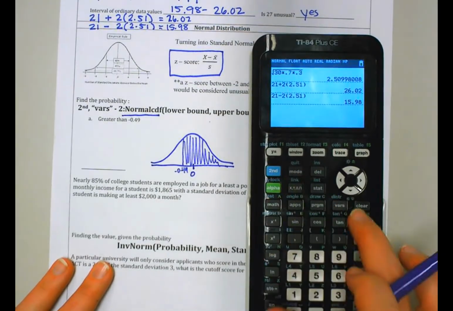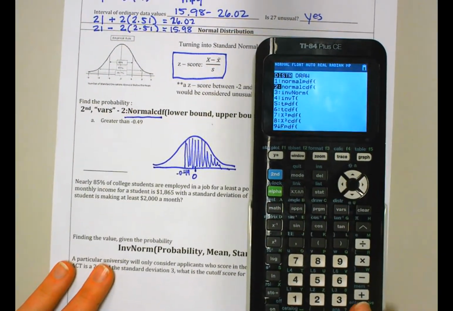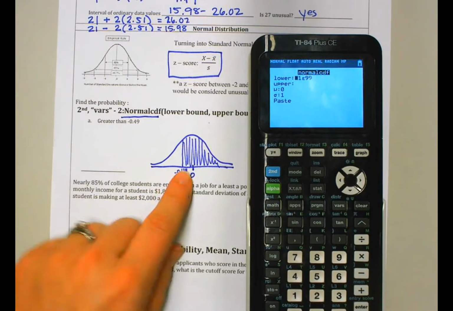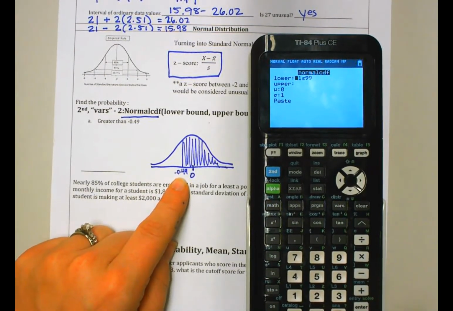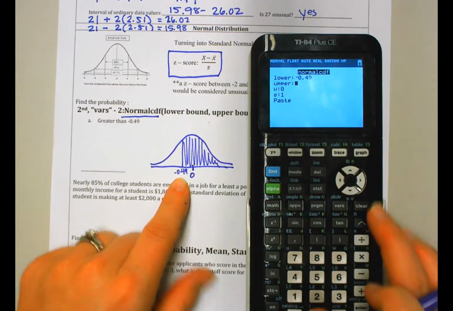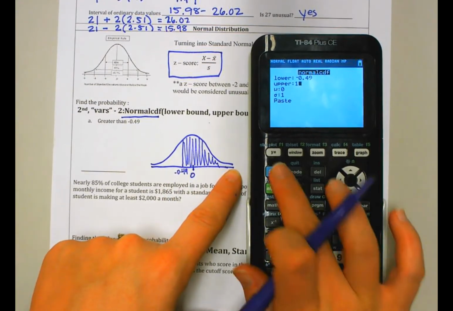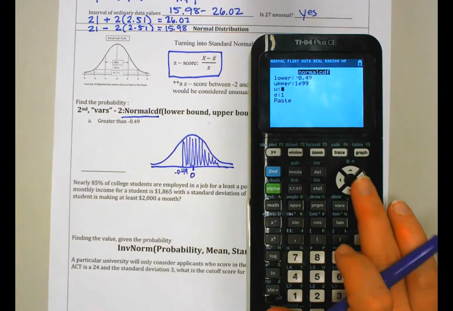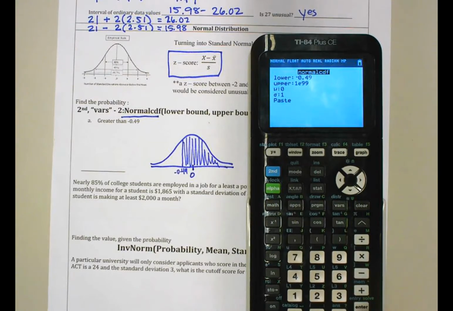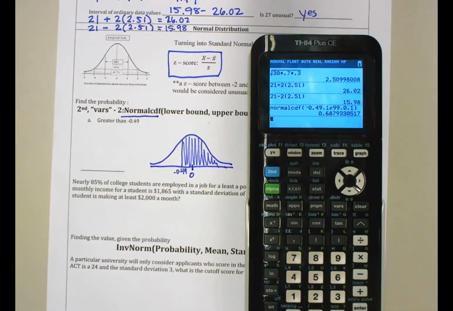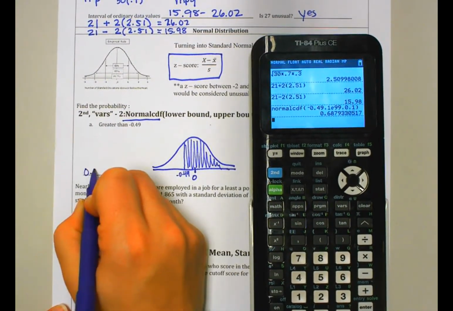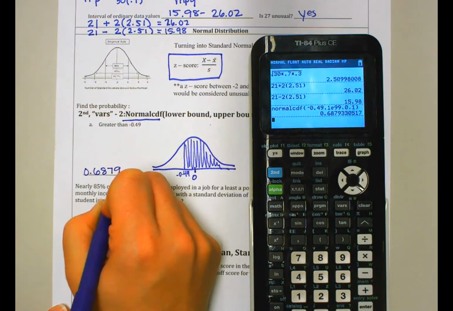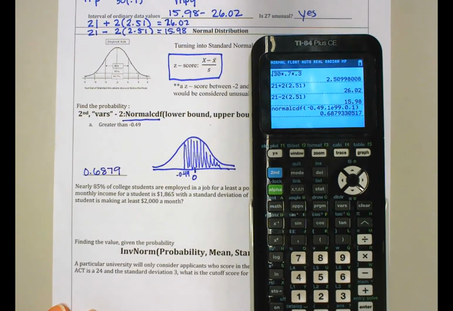So if I go second vars, normal CDF, my lower bound here, right, is my -0.49, and then I'm going to the rest of this graph, so 1e to the 99. My mean is 0, my standard deviation is 1. So then my probability is 0.6879. And if you're doing less than, then your lower bound would be that -1e to the 99.